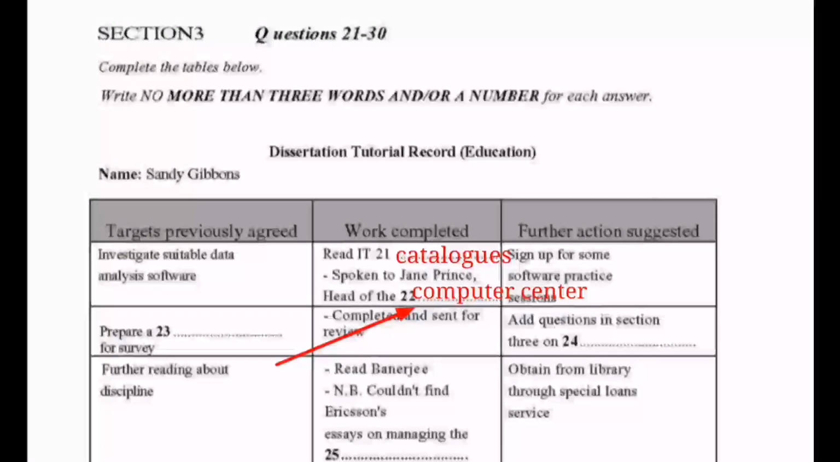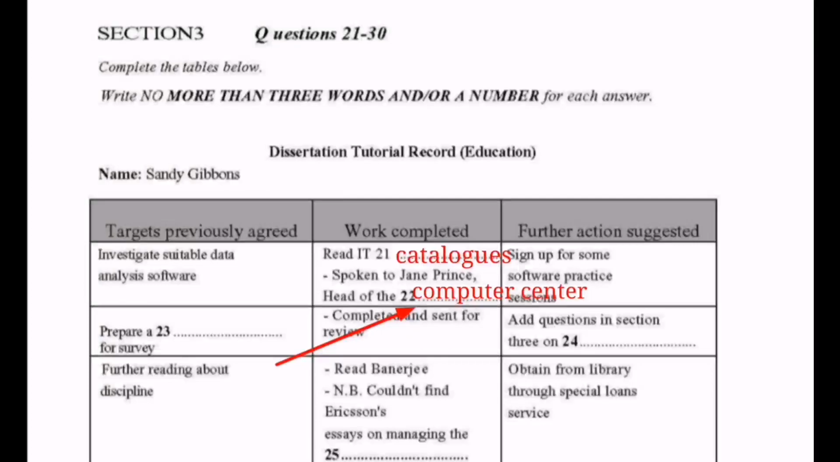So we have listened that she is the new head, and the name of the head is Jane Prince. So Jane Prince is the head of the computer center. So our answer for question number 22 is computer center. Listen again.